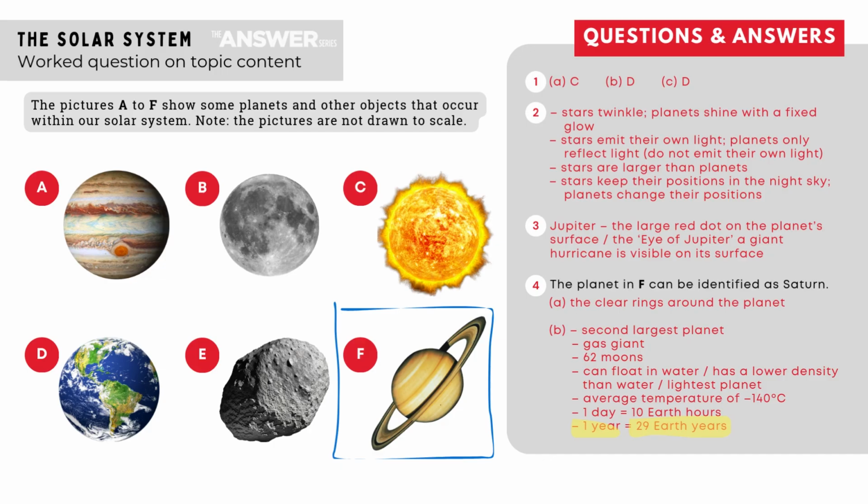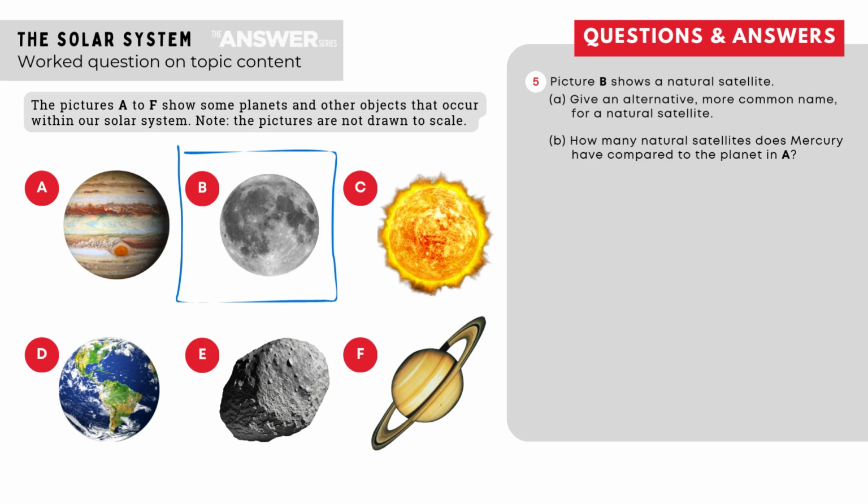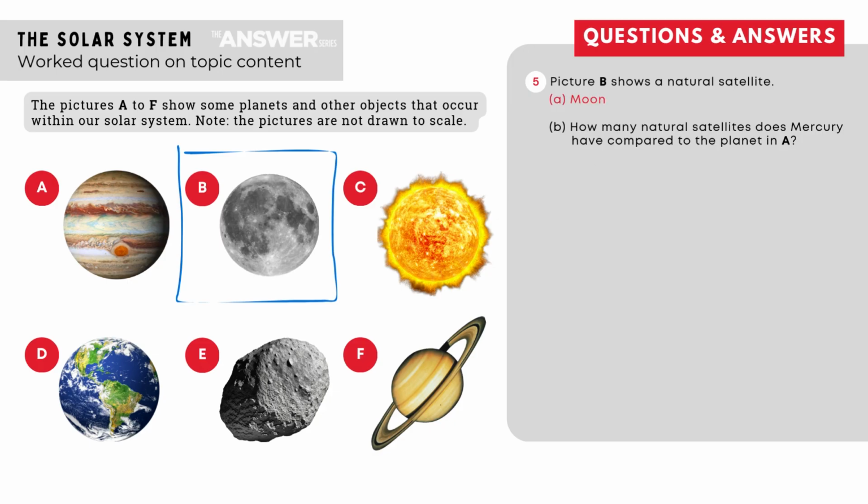Question 5 says that picture B shows a natural satellite. First, they asked us to give an alternative, more common name for a natural satellite. And from the videos that we've studied, we know that that is called a moon because it is a naturally occurring structure that acts like a satellite that orbits around a planet or even some asteroids.